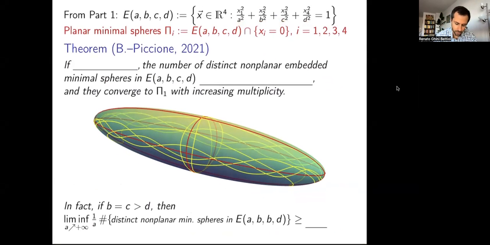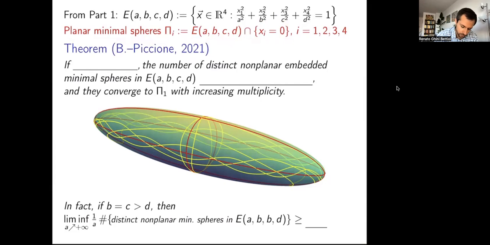And there are some obvious minimal 2 spheres sitting in there. They are actually totally geodesic, and they are given by intersections with hyperplanes. So that's why we call them planar. They're planar minimal 2 spheres given by intersecting with the set x_i equal to 0 for each i from 1 to 4. Of course, these are fixed point sets of reflections about each of the axes, and therefore they're totally geodesic spheres, hence minimal spheres.